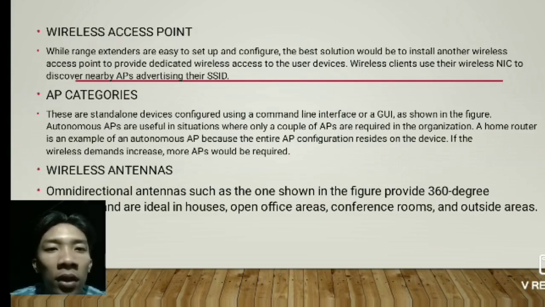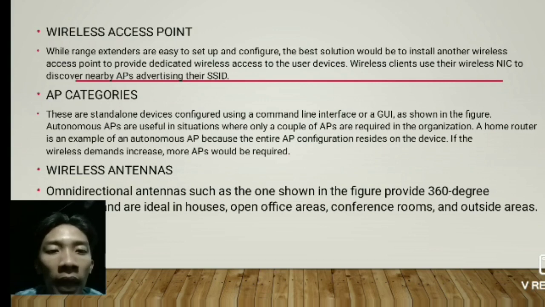AP categories. There are standalone devices configured using the command line interface or GUI, as shown in the figure. Autonomous APs are useful in situations where only a couple of APs are required in the organization. A home router is an example of an autonomous AP because the entire AP configuration resides on the device. If wireless requirements increase, more APs would be required.